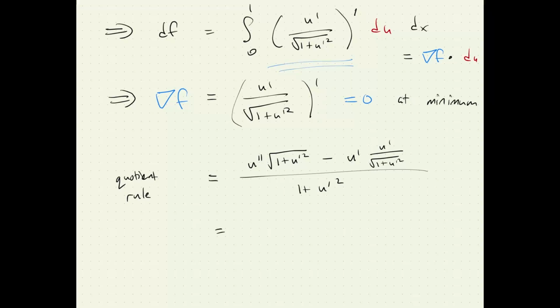Let's simplify this a little bit. This is 1 plus u primed squared, and I'm just going to put a 3/2 on the bottom. So I'm going to pull this term and put it on the bottom, multiplying and dividing by that square root. And what you get is u double primed times 1 plus u primed squared, minus u primed squared. I'm just simplifying this a little bit.